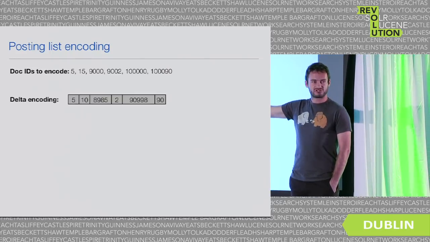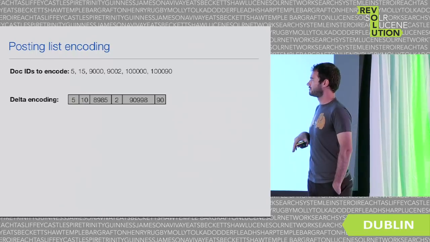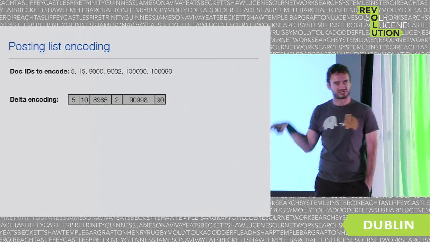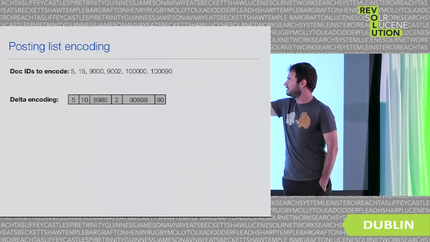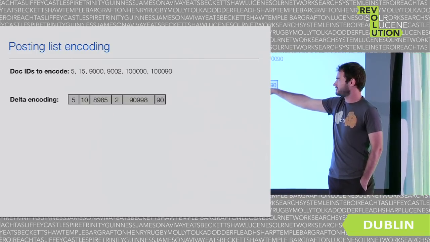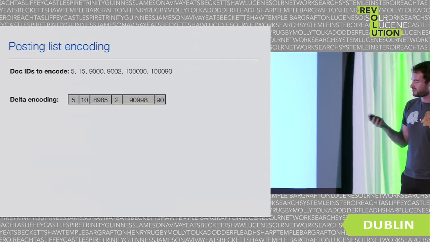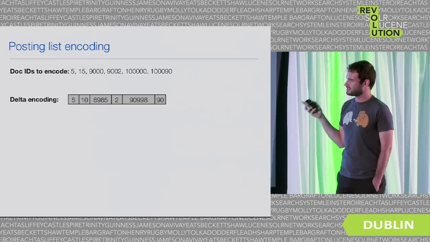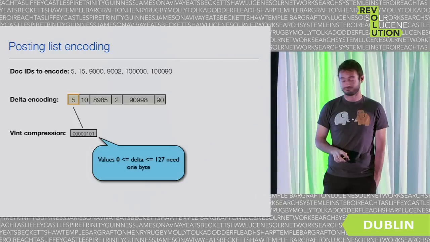So we don't store the number itself, but the difference between the current posting and the previous posting. So for example, instead of 15, we could store 10, because 15 minus 5 is 10. And instead of 9,002, we could store the number 2, because that's the difference between 9,000 and 9,002. So why does it help us? It helps us because we can store smaller numbers in a more compressed way.